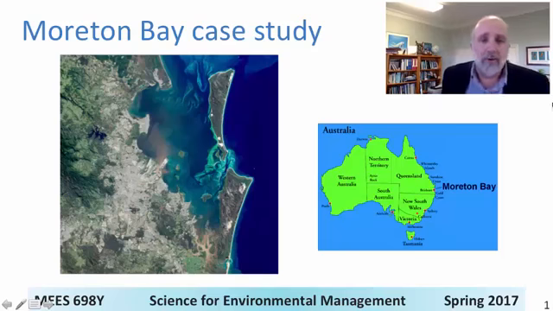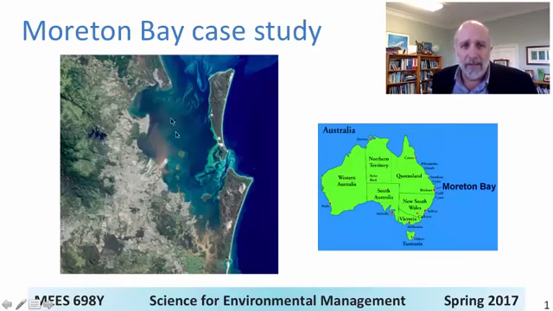Okay, I'm going to go through a Moreton Bay case study. Moreton Bay is an embayment next to the city of Brisbane. It's on the east coast of Australia. Brisbane's the capital of Queensland. It's the Great Barrier Reef stretching towards the tropics up here, north of Sydney.